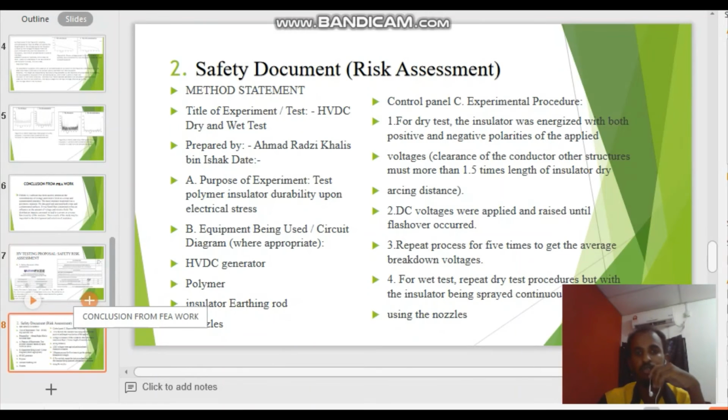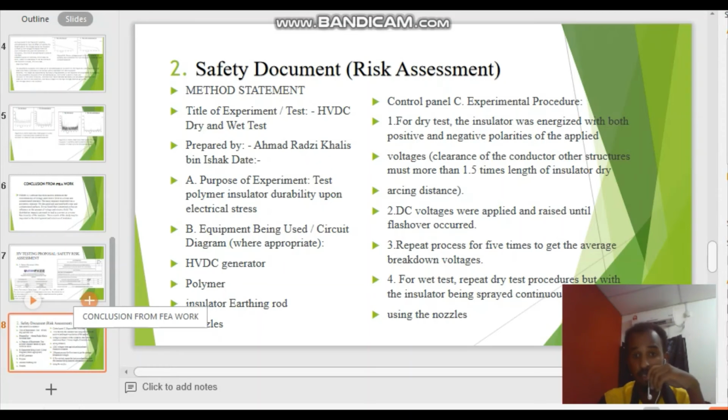Safety document risk assessment method statement. Title of experiment: HVDC dry and wet test, prepared by Ahmed Radzi Khalis bin Ishak. The purpose of the experiment is to test the polymer insulator durability upon electrical stress. Equipment to be used, circuit diagram or approximate: HVDC generator, polymer insulator involved.